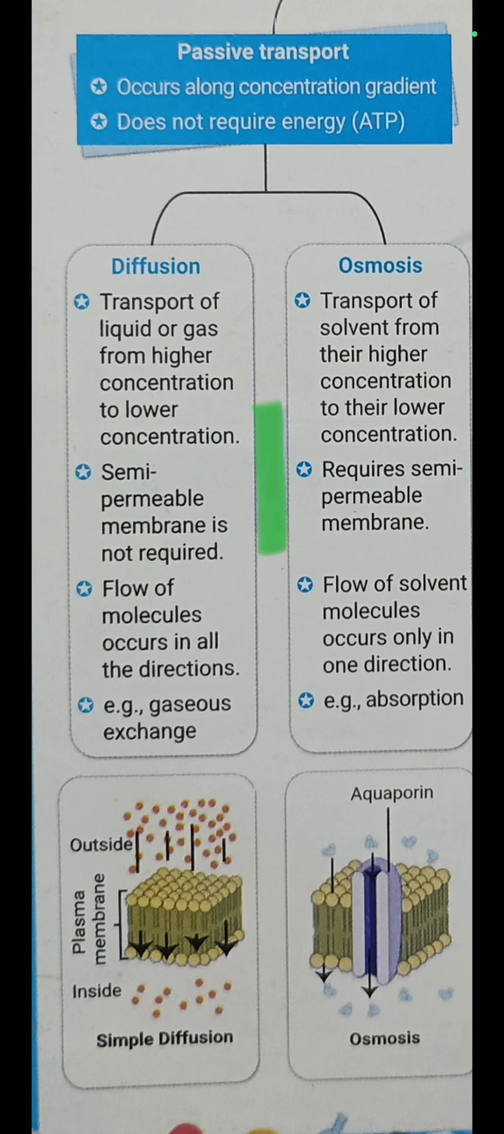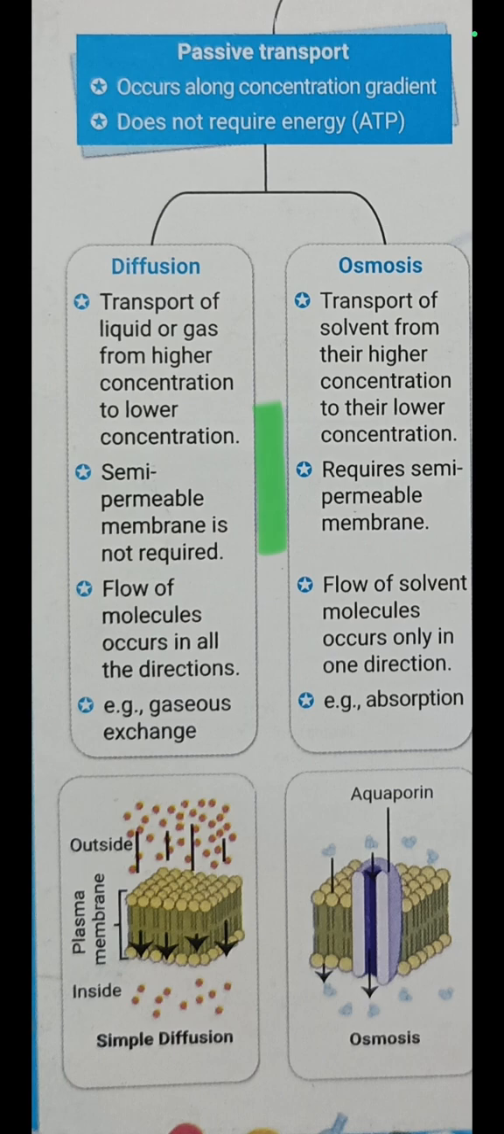Next point is semi-permeable membrane is not required in diffusion. Yes, in osmosis we require a semi-permeable membrane through which only some substances will go inside and some will not go inside. That's why osmosis is different from diffusion. It's the main point. Next is flow of molecule occurs in all direction.